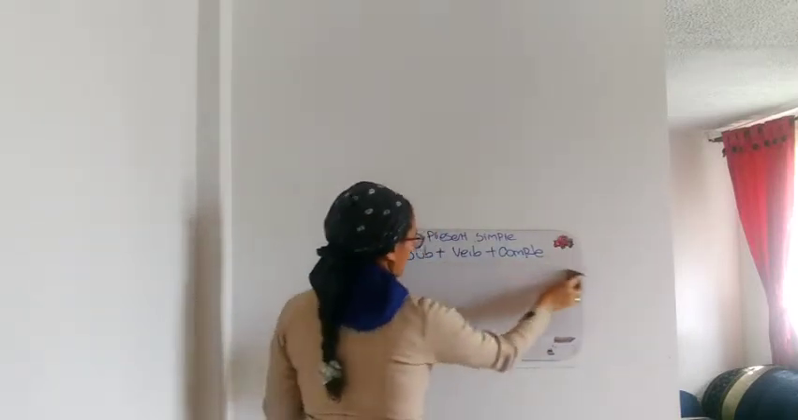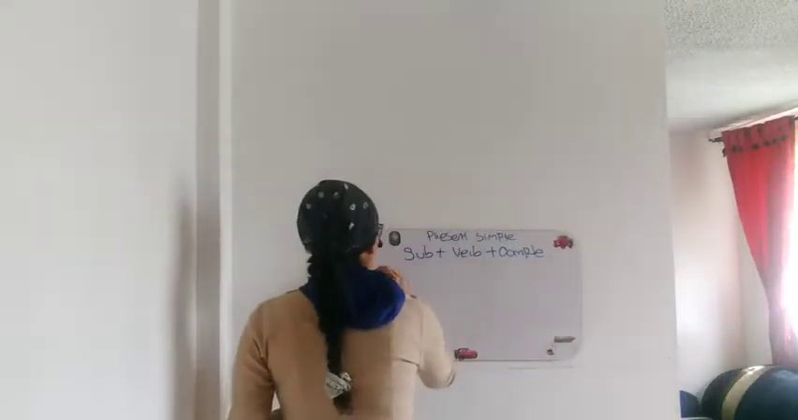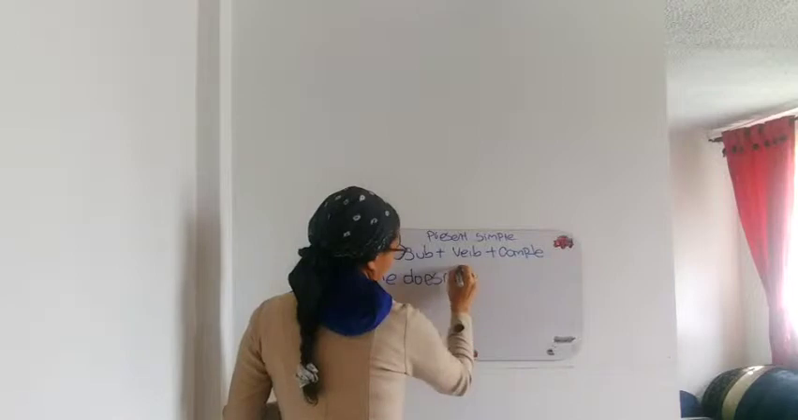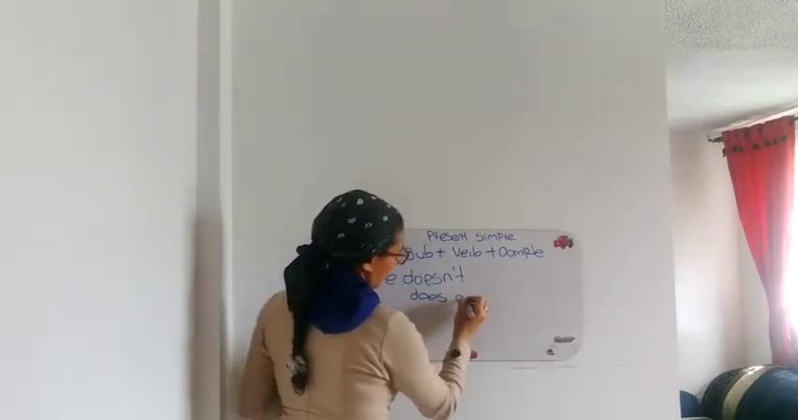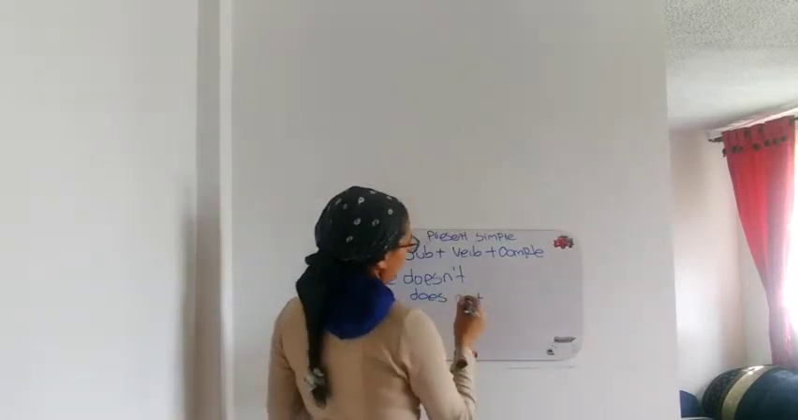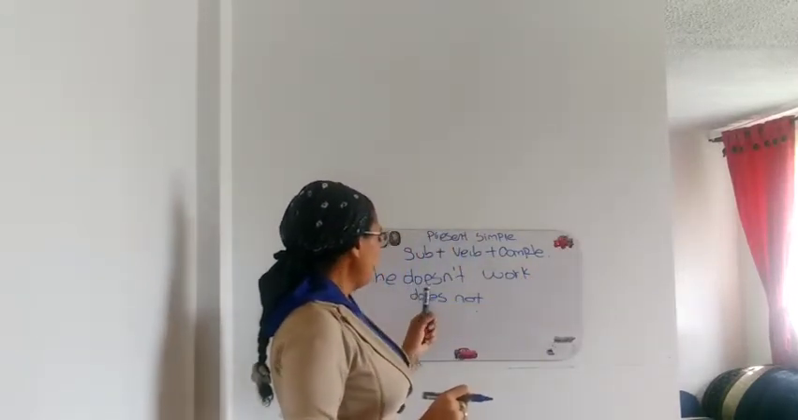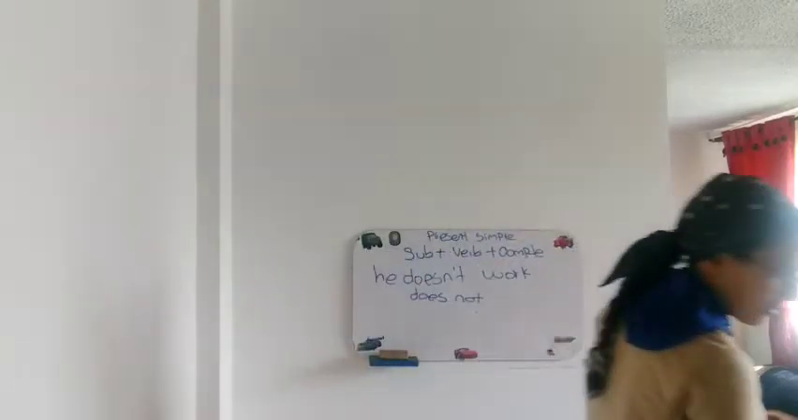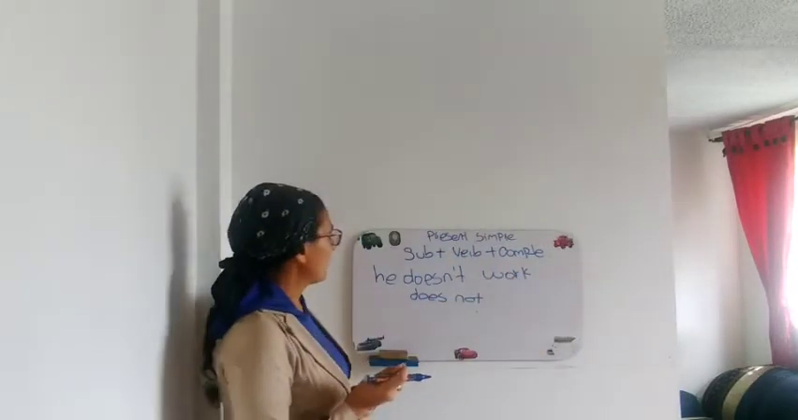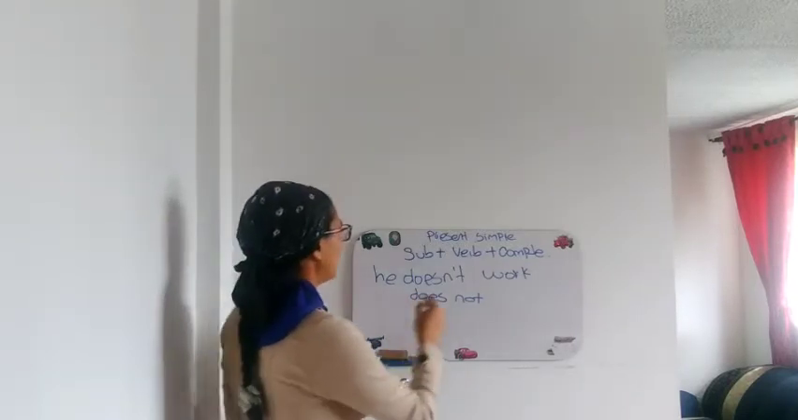Let's do an exercise. For example, he doesn't, or does not. Remember, does not. He doesn't, entonces sería como he doesn't work. This is the sentence in the negative form. He doesn't work. Teacher, he doesn't work every day. Yes, for his routines every day. He doesn't work every day.